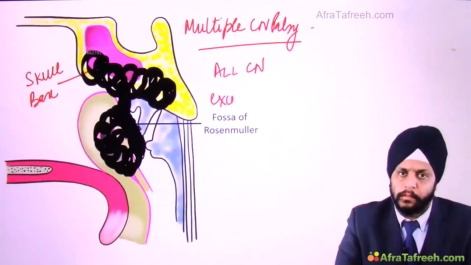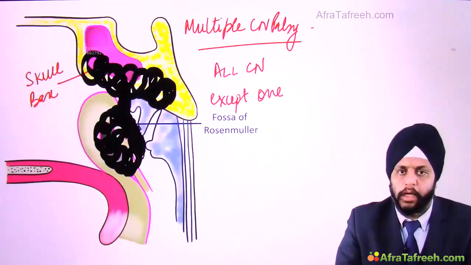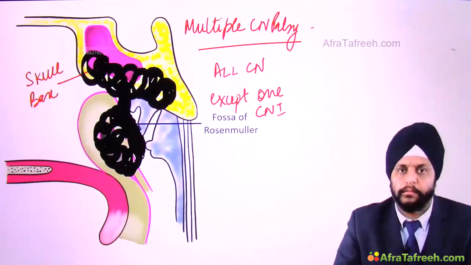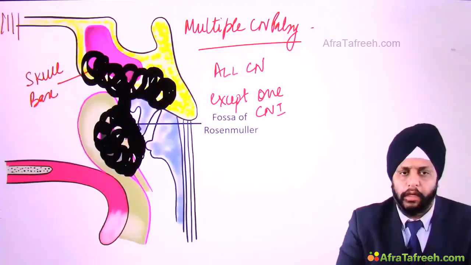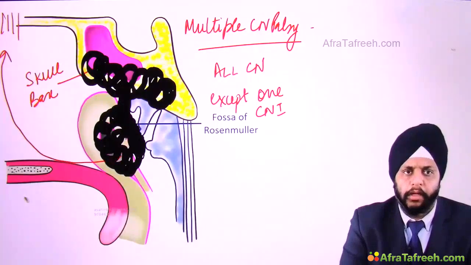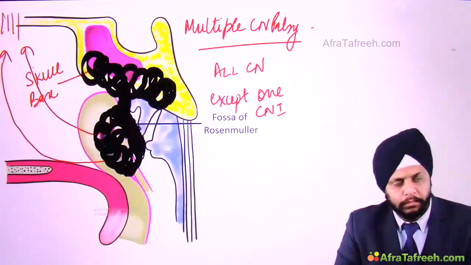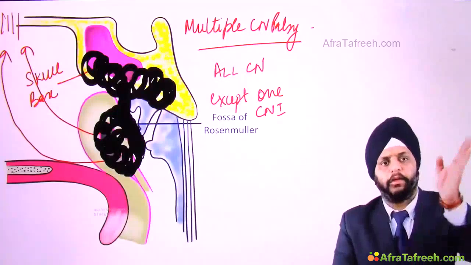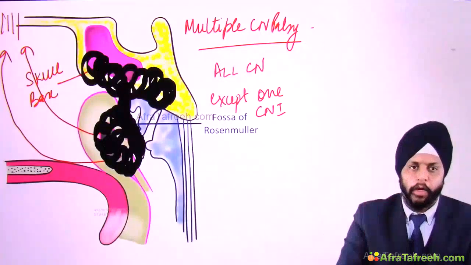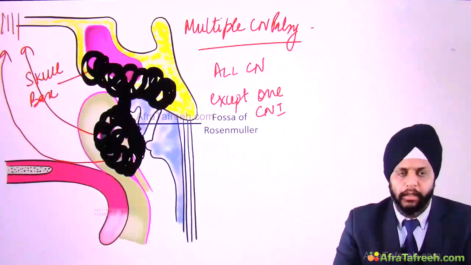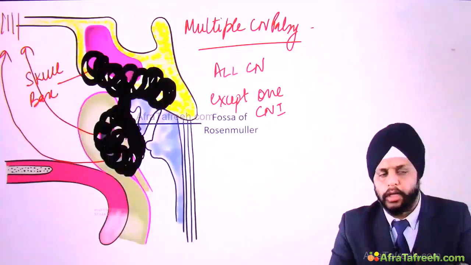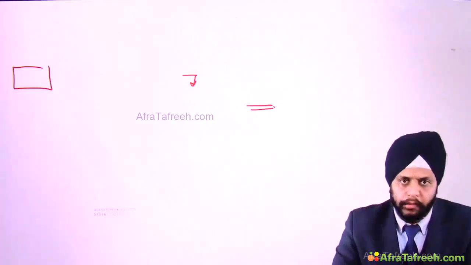except one cranial nerve. Why one? Which is it? It is olfactory. Olfactory is quite high up. For involving it, NPC has to travel so much distance up. By the time NPC goes this far up, our patient will have died. Okay, right? So except cranial nerve 1, the NPC involves all the other cranial nerves.